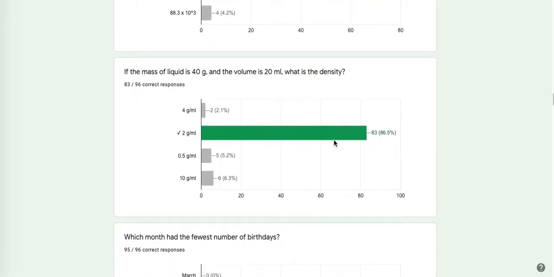Next question, if the mass of a liquid is 40 grams and the volume is 20 milliliters, what is the density? So density equals mass divided by volume. So the mass is 40 grams and the volume is 20 milliliters. To get this answer, all you had to do was divide 40 by 20, and you get 2 grams per milliliter.